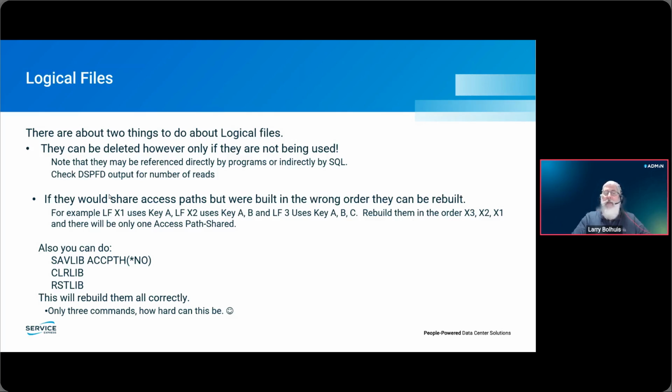Now, I joke a bit because it's only 3 commands. How hard can this be? But for those of you who've never tried it, save live access path star no will make your backup run faster. Sweet. However, the restore lib could be ugly because you didn't save those paths, which is brainless work, right?